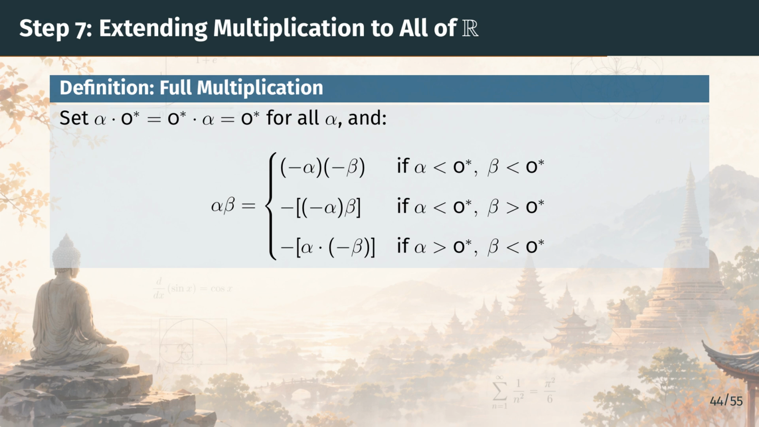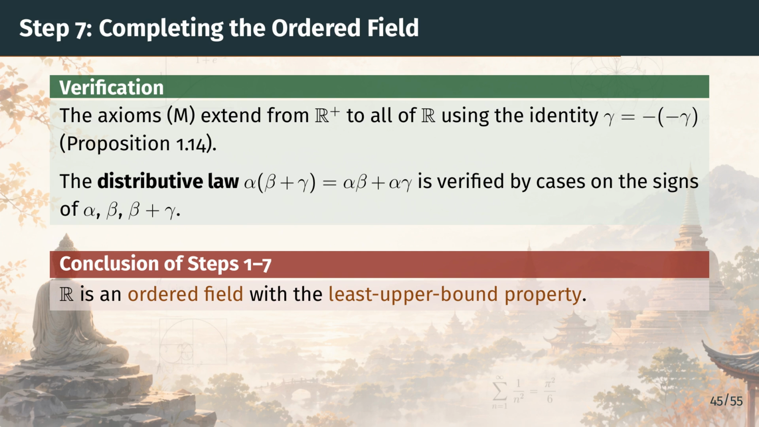It is a choice that makes the distributive law hold. Why does case analysis work here at all? Because the distributive law in the positive case, which we already know, propagates outward through all the sign combinations via the identity that negation commutes with multiplication. In other words, the whole field structure on R is bootstrapped from the positive cut calculations in step 6.